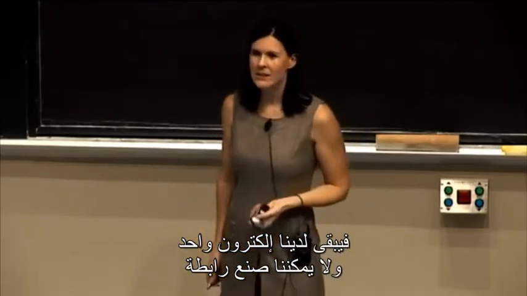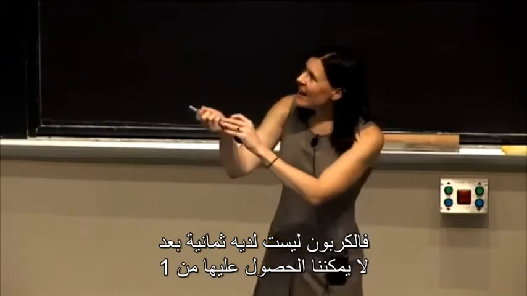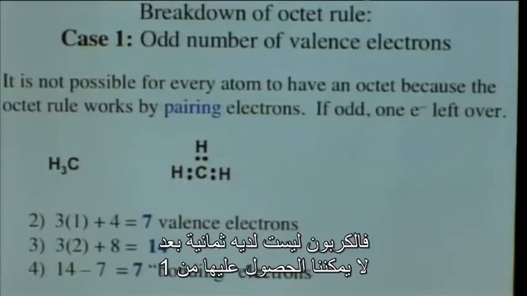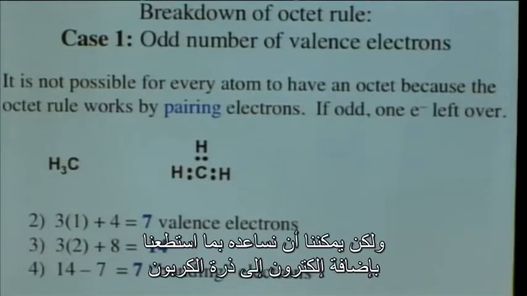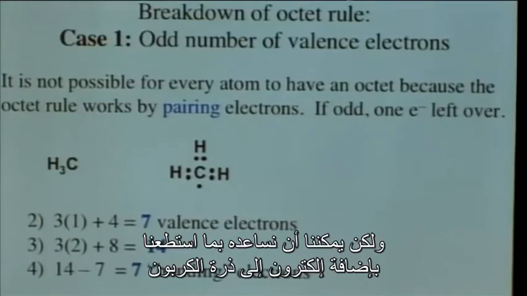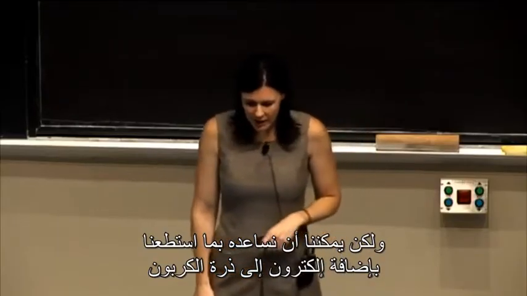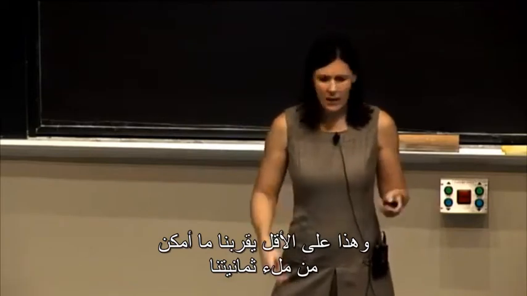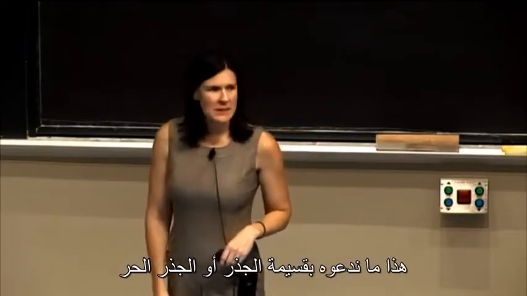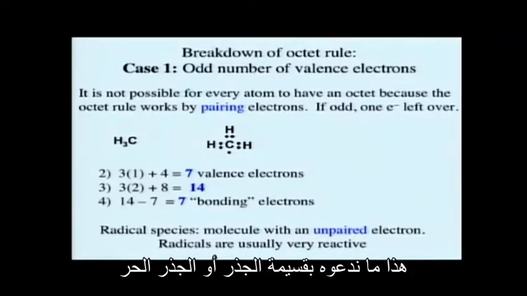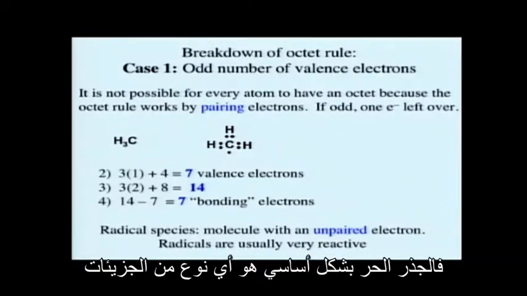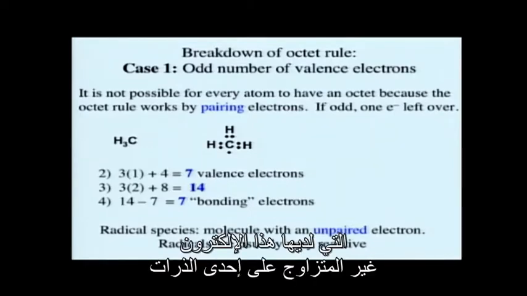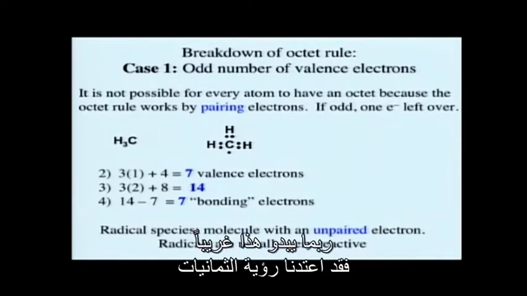We can't make a bond. So what we'll do is, carbon does not have an octet yet. We can't get it one, but we can do the best we can and help it out by adding that extra electron onto the carbon atom, so that at least we're getting as close as possible to filling our octets. This is what we call a radical species, or a free radical. A free radical or radical species is essentially any type of molecule that has this unpaired electron on one of the atoms. This might look really strange.